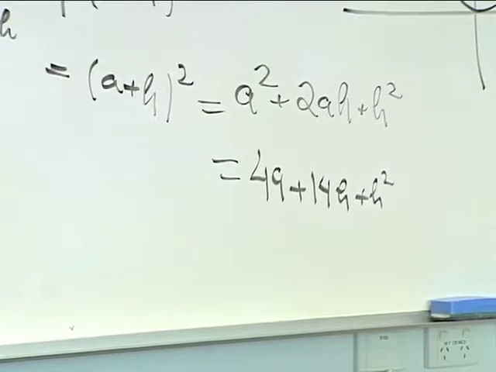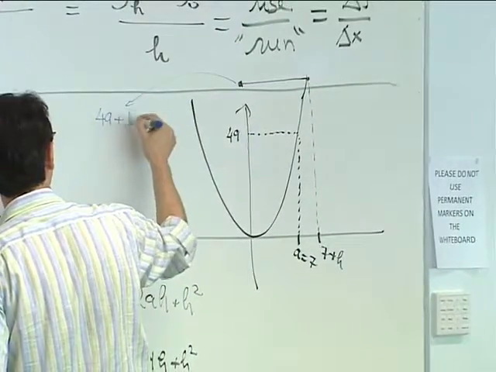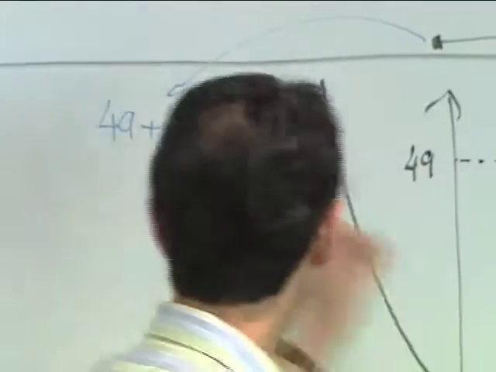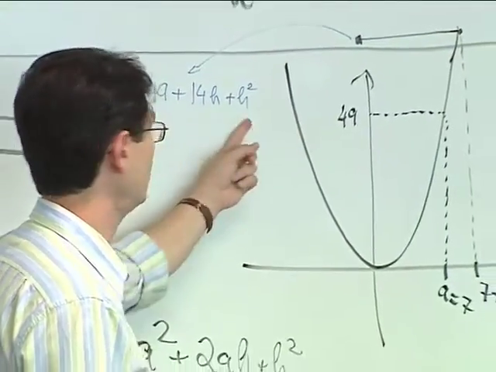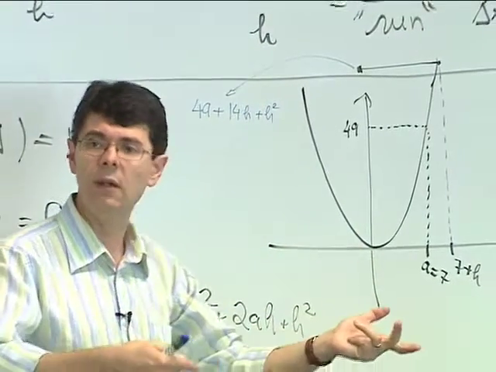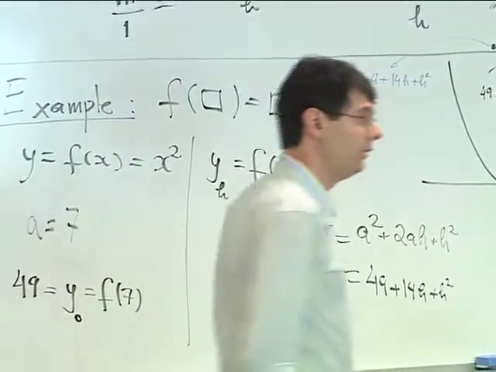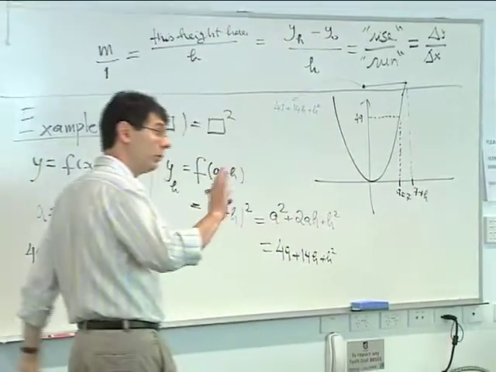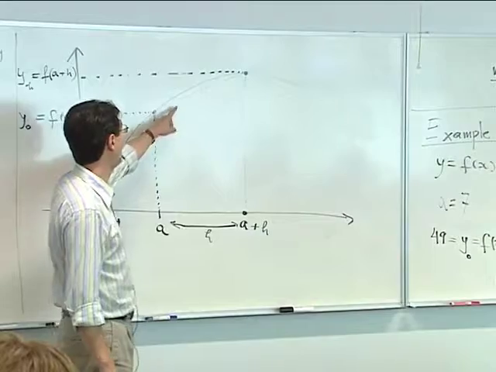So I'm going to use a different color, otherwise it will be a bit difficult to see, but this height here is 49 plus 14h plus h squared. Now, if you plug in a value of h, you get a number there. Okay? So if h is 1, this is going to be 49 plus 14 plus 1. 50 plus 14, 64. All right? And if you plug in a value h equal 0.05, you get a number, etc., etc. We're not going to plug in a value of h. What we're going to do now is compute the slope of the blue line.